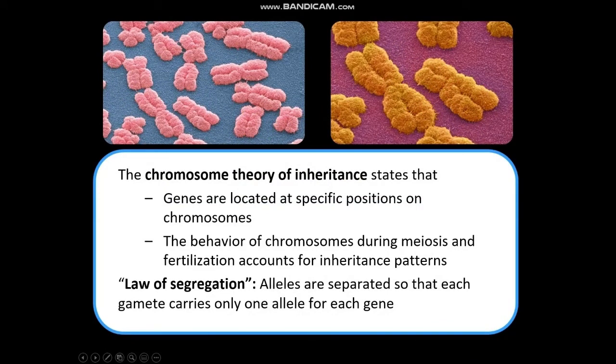We now know that the physical trait that accounts for Gregor's rules are the chromosomes. That's the molecule that's essentially carrying this information that he was talking about. The genes are located on specific positions on the chromosomes, which we call loci. And because of how these chromosomes behave during meiosis, how they separate during metaphase 1, that is what actually accounts for the statistical results we see in these types of experiments. We refer to this as the law of segregation. The alleles are separated so that each gamete is only going to carry one copy.